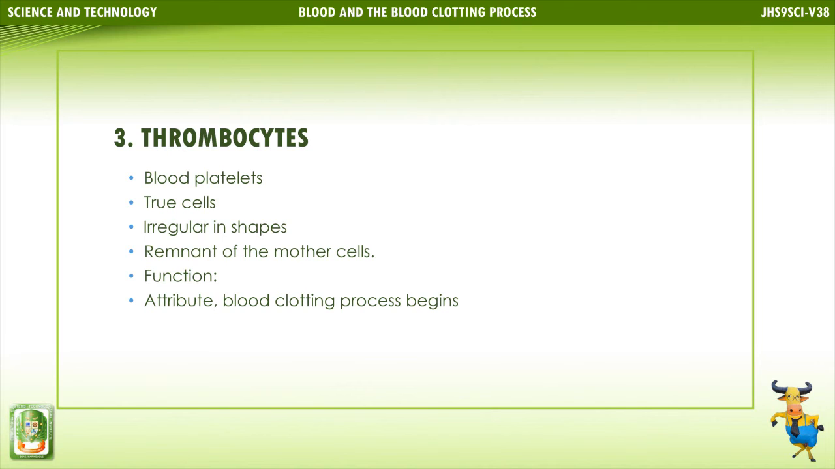Blood platelets are irregular in shape, and their important attribute is they disintegrate upon contact with air. This is the reason why even in fresh blood samples, platelets cannot be observed. Such attribute is significant since upon disintegration, the blood clotting process begins.